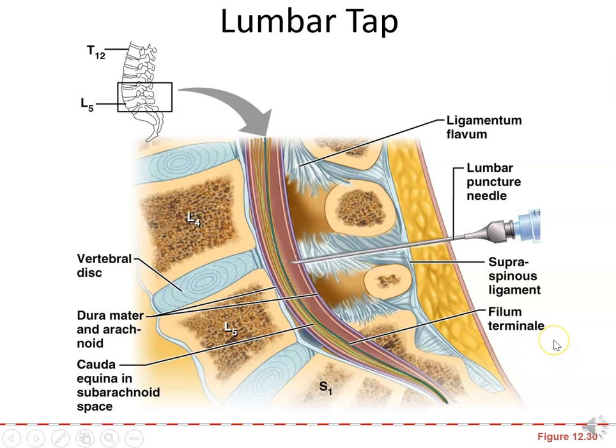Lumbar taps involve extraction of cerebrospinal fluid from the subarachnoid space. Here you can see a needle has been very delicately inserted into the intervertebral disc and down into that subarachnoid space. The fluids that can be removed then can be examined for, say, infections.